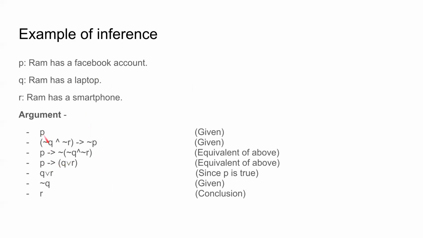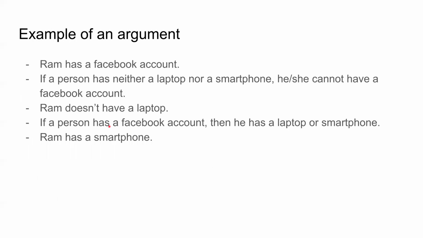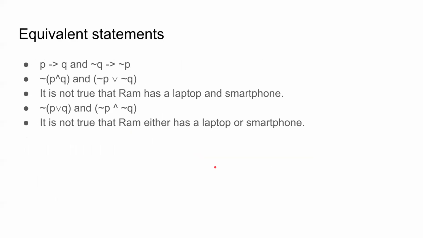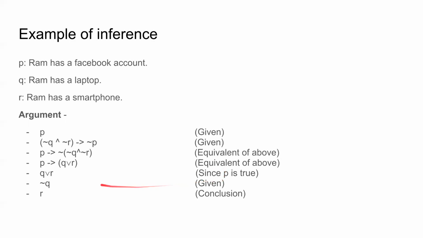Now we are given P, and we know that this thing is also true. So this other side has to be true, because we are given that P implies this thing and P is true. So this is true. And now we take our third premise. The third premise is: Ram does not have a laptop, which means negation of Q.